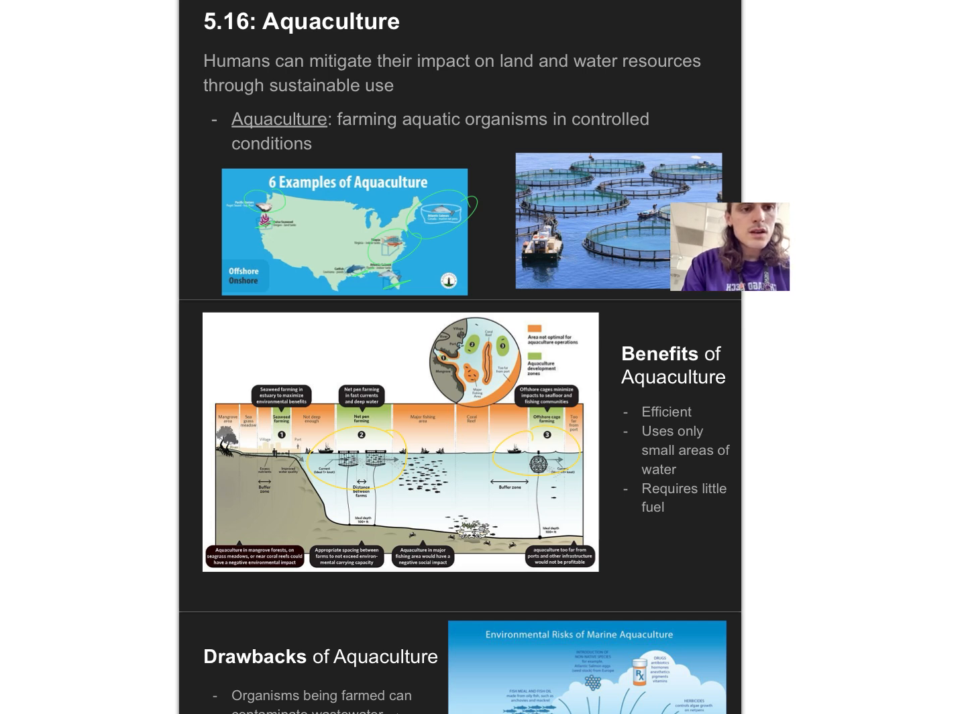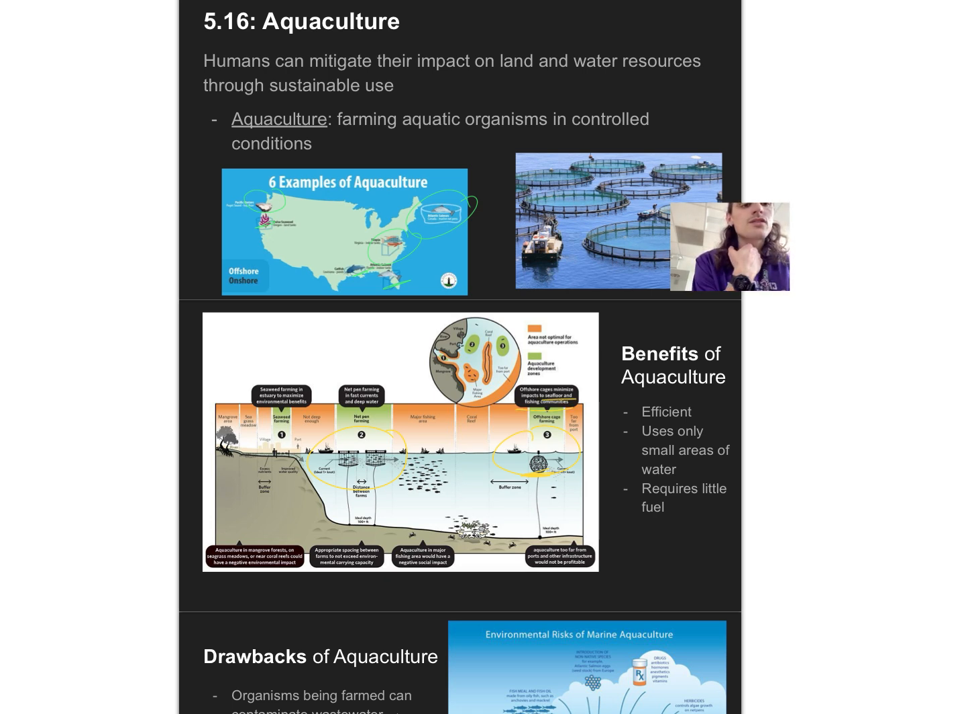So you can see here that they have examples in this image of different positive things. So we could have this one that's offshore, that's not really going to be impacting the seafloor or the fishing communities.